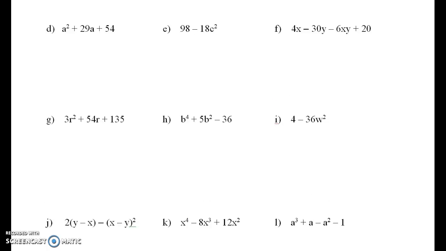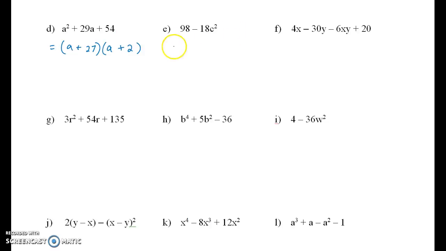Okay, moving on to letter D. This is right away a simple trinomial. Factors are going to be factors of 54 that are going to add to give 29: 27 and 2. The signs are the same, and they're both positive.